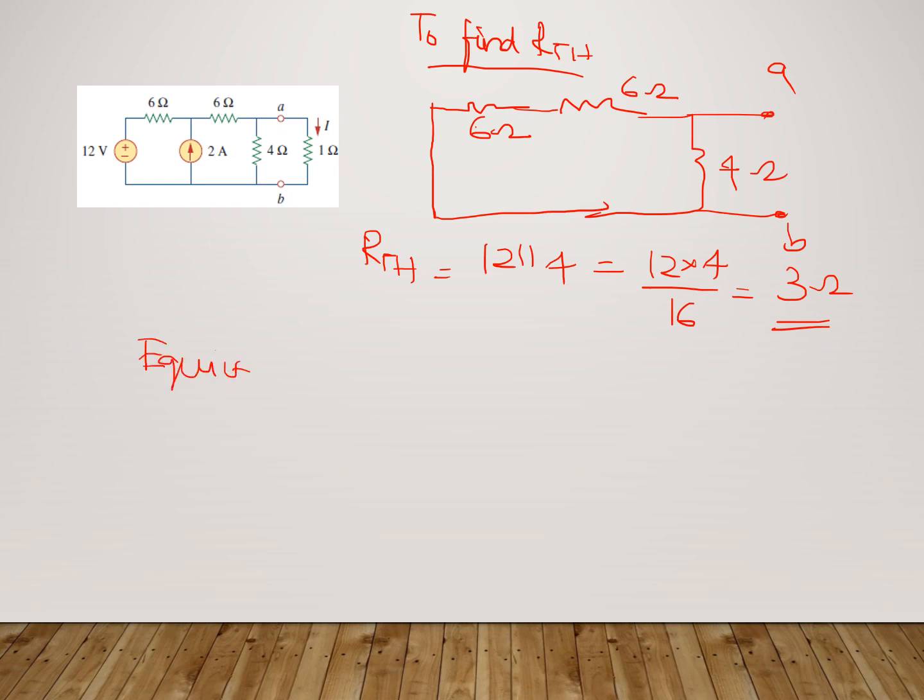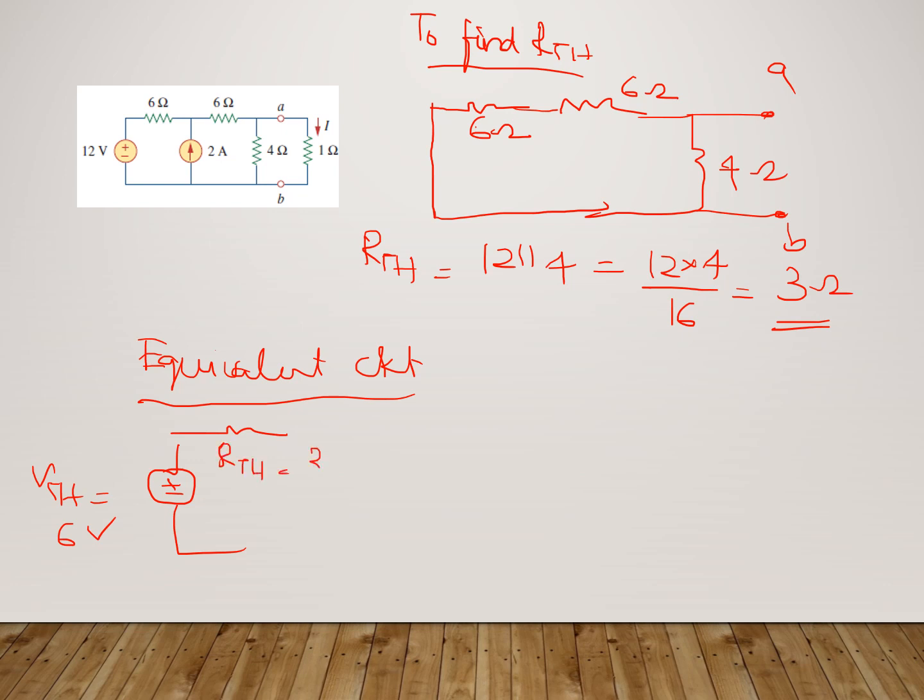So the last step is to draw the equivalent Thevenin circuit, which gives you VTH and RTH. So VTH is how much? We got it as VTH is equal to 6 volt, and RTH we are having as 3 ohm. And the load resistance is this resistance, which is 1 ohm, which we had open circuited. Now at the last step we'll be connecting it. So the load resistance RL is equal to 1 ohm.